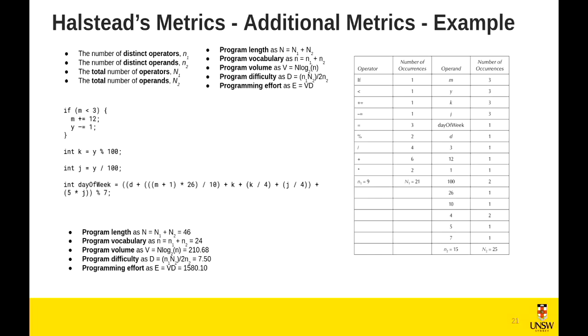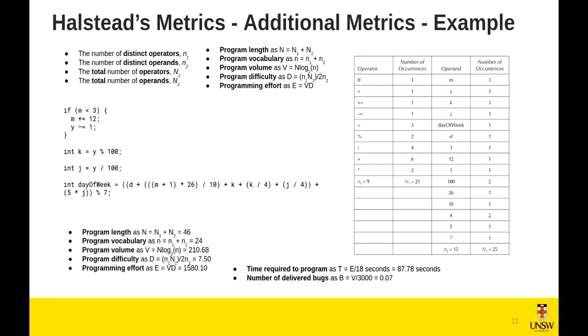So let's have a look at the example again with the two new metrics. And you will understand why I put them as additional metrics. The time required to program is calculated as E divided by 18 seconds. And in this case, we have 87.78 seconds. And you can consider this function here. It's quite impossible to write a function like this or a program like this in 80 seconds, right? However, this is what is calculated based on the definition.